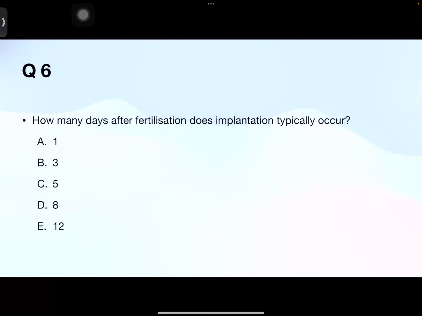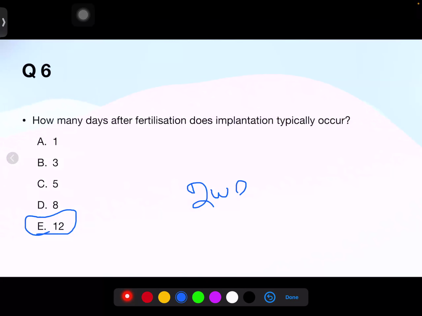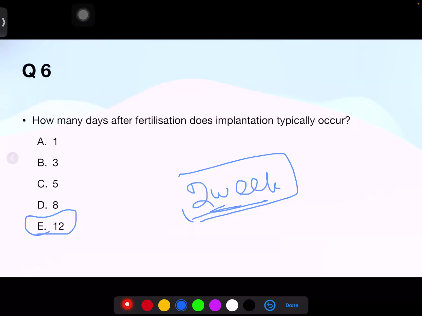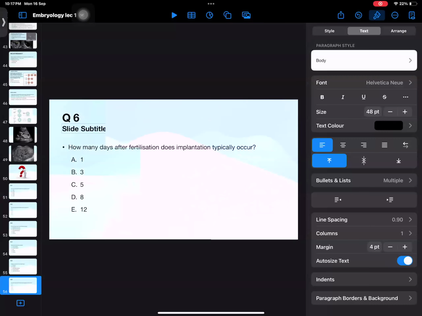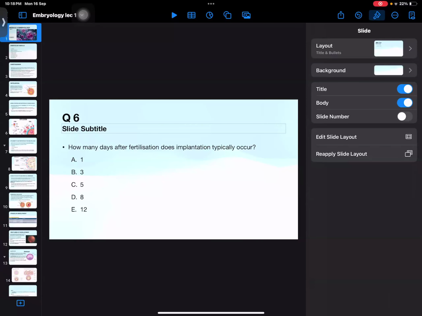And how many days after fertilization does implantation typically occur? Basically, implantation completes at the 12th day. We just discussed that it starts in the second week and completes at the end of the second week. Okay, so that's the end of today's lecture.